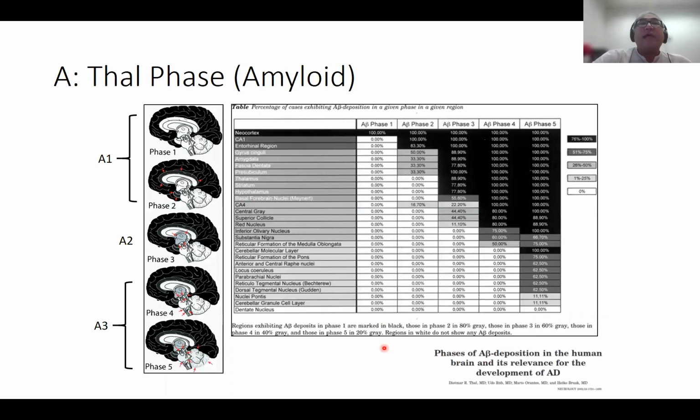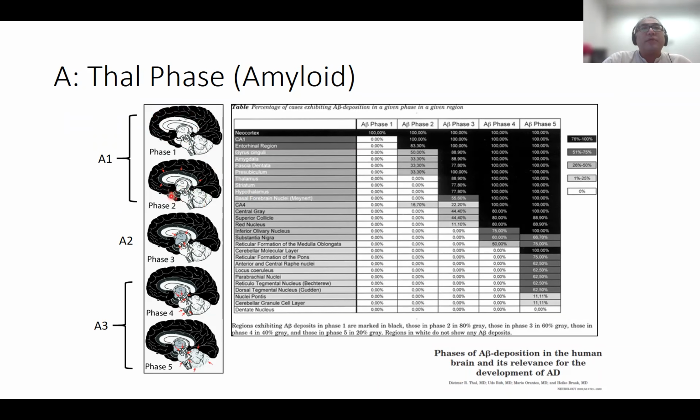So that's a B score. A score stands for Thal phases. So Dietmar Thal published this paper where he said that there are different phases or regions involved over time in Alzheimer's disease. So phase 1 is when neocortex is involved and not much else. You could have essentially cortex only amyloid. Phase 2 is really when it starts to hit medial temporal lobe.